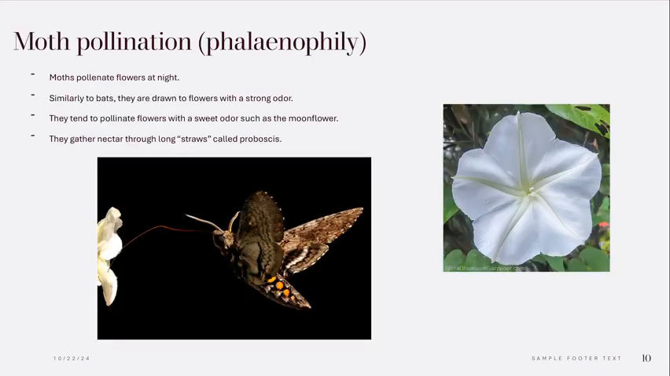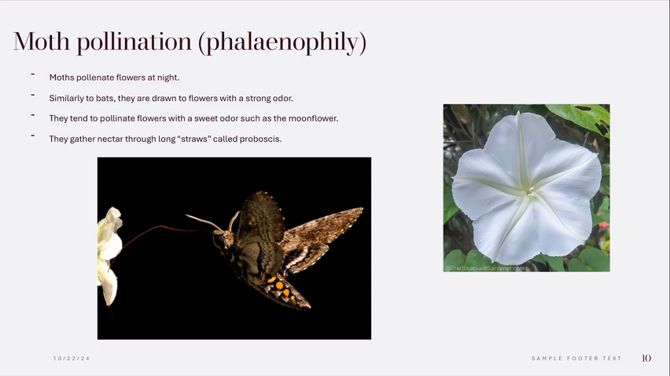Moth pollination is another pretty common one. Moths tend to pollinate flowers at night. They're drawn to flowers with a strong odor, but it's usually pleasant. An example is the moonflower. It has a sweet odor. And then, shown in the picture below, they gather their nectar through long straws called probosces.